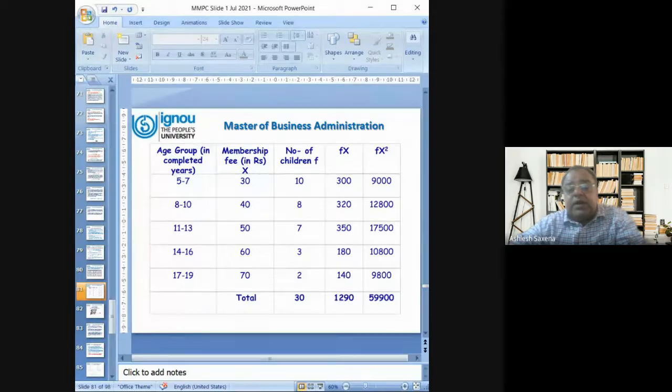Here you see fx and fx square. Fx is the product of this part, this part, this part, this part, and this part. And fx square is the square of this part into this. So 30 into 30 is 900 into 10. Now, this is summation of fx square, and this is summation of fx, and this is summation of f.